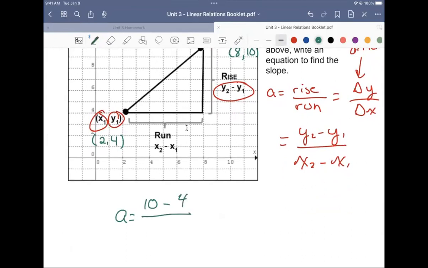I'm going to put that over my second x value, which is 8, minus my first x value, which is 2. And then I'm just going to do math. 10 minus 4 is 6, over 8 minus 2 is 6, and this can simplify down to 1. So I know based off of this that my slope of this line is 1. That doesn't really look like a 1 though, so I'm going to rewrite it.